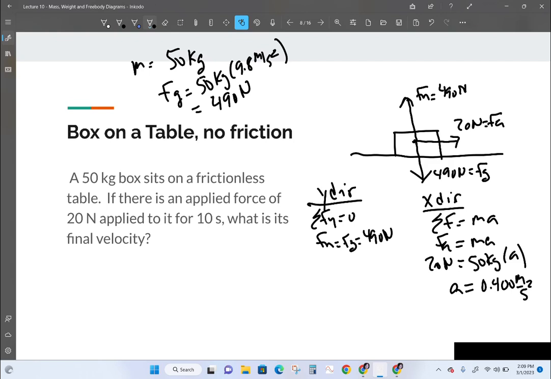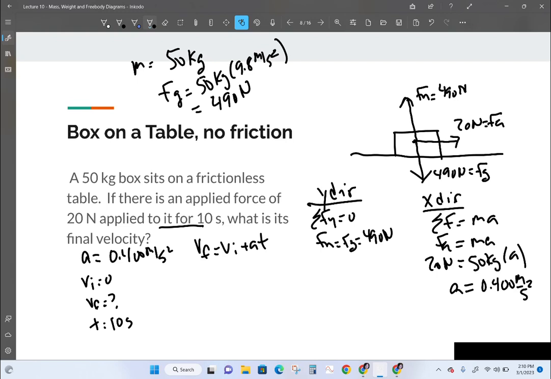It means that for 10 seconds, it's going to increase its speed, right? At 0.4 meters per second every second. So now, once I know that the acceleration is 0.400 meters per second squared, we assume that it starts from rest, and we're looking for the final velocity, and we know the time is 10 seconds. You can use a kinematics equation to solve this. That equation will be Vf equals Vi plus at.